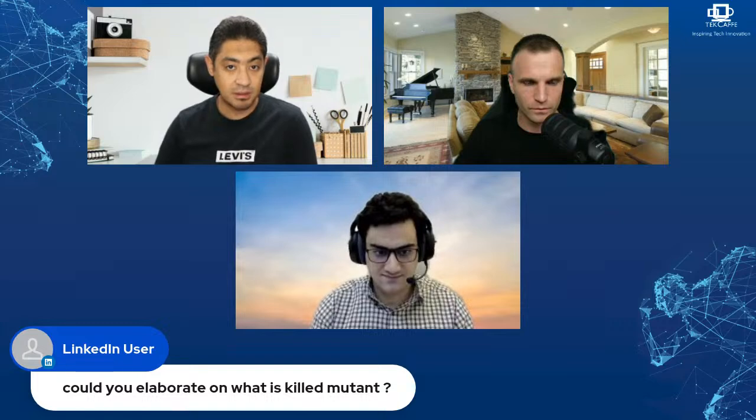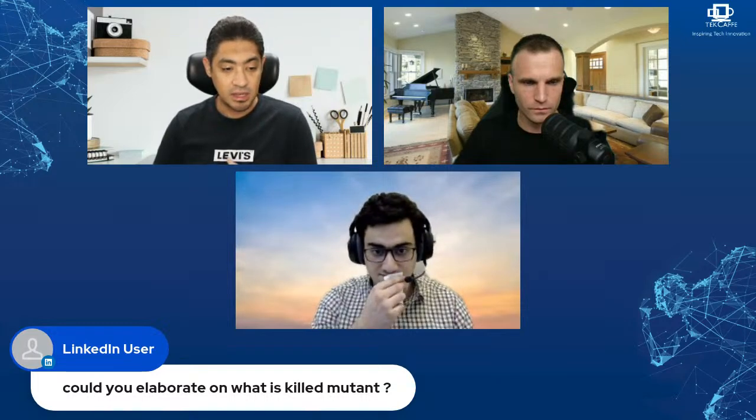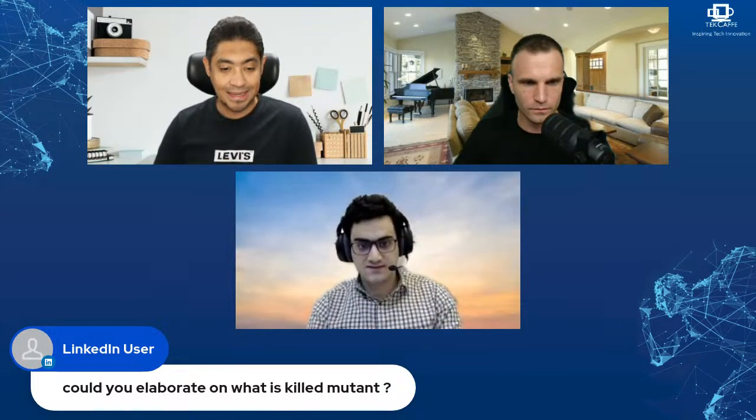Okay, so Khaled and I had a couple of questions prepared for you, Daniel, but I think we'll start with the questions from the audience. So we'll take the first question. It's from Safe, but his name doesn't appear here. He's saying, could you elaborate on what is a killed mutant? Now, I know you've explained this, but maybe he missed it. Absolutely. Yeah.